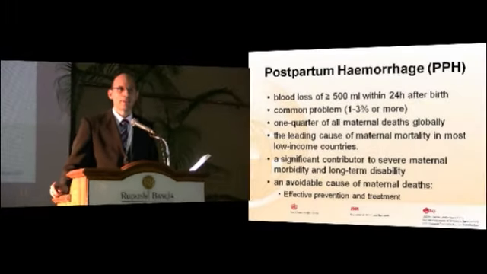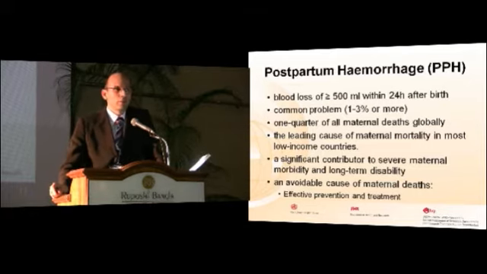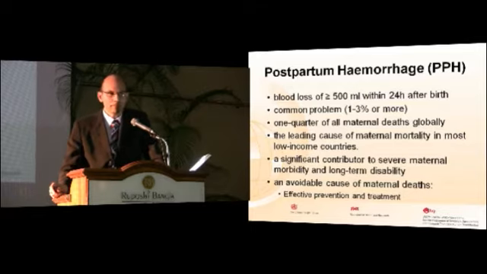And I want to start by remembering the definition of postpartum hemorrhage, which is any blood loss of more than half a liter within the first 24 hours after birth. It's considered a postpartum hemorrhage. This is a common problem that affects 1 to 3% or more of women in developing countries. It's responsible for about 1/4 of maternal deaths globally, and it's the leading cause of maternal mortality in low-income countries.